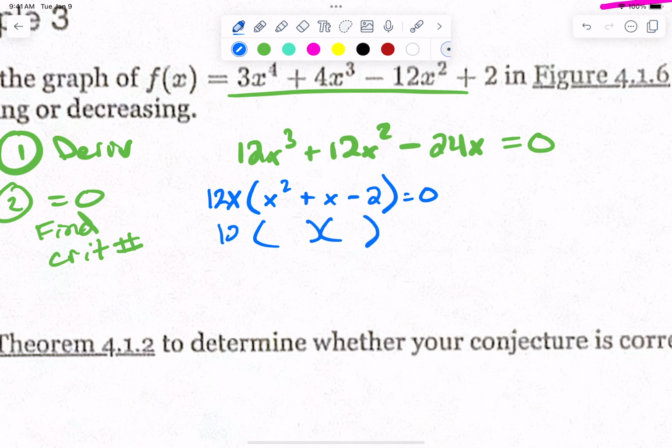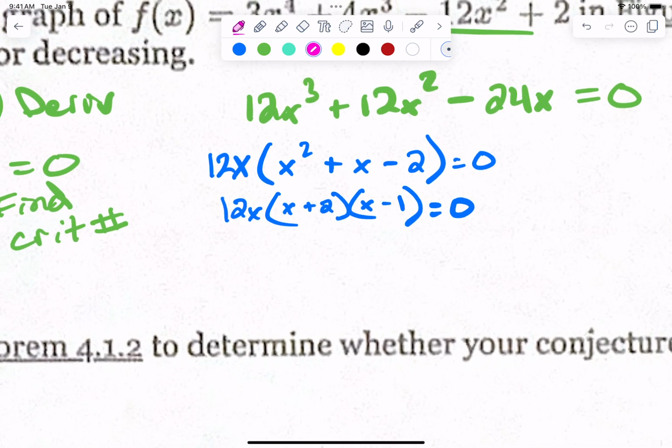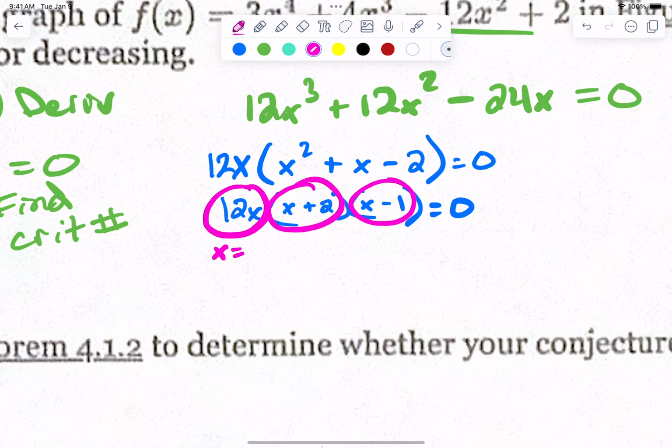What and what? Plus 2 minus 1. Awesome. Now what? We're going to set them all equal to 0. If I divide by 12, x is 0, right? x is negative 2, and x is positive 1.